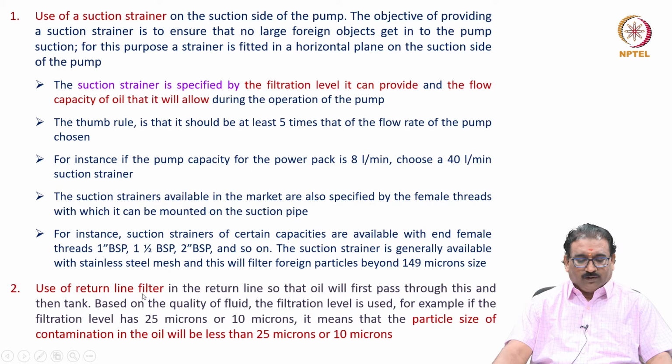Next, use of a return line filter in the return line, so that the oil will first pass through this and then go to the tank. Based on the quality of fluid, the filtration level is used. For example, if the filtration level is 25 microns or 10 microns, it means that the particle size of contamination in the oil will be less than 25 microns or 10 microns.